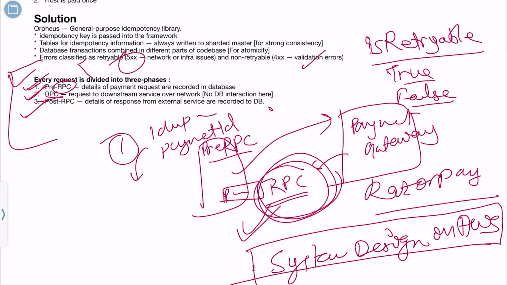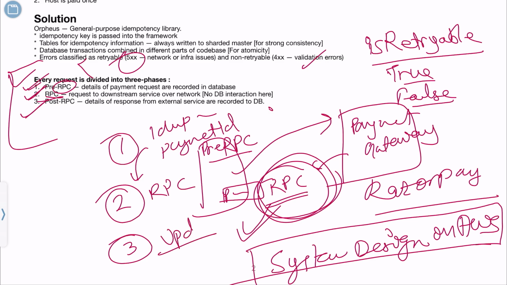Second step is you actually call the payment gateway to execute the request. So this is your RPC. And third step is update the DB. Either the response is received in the same call, which is the RPC which you made, or you receive an asynchronous response via callbacks or some other mechanisms like that, right?